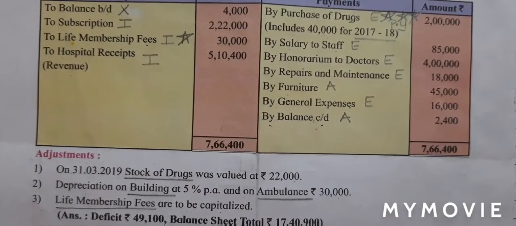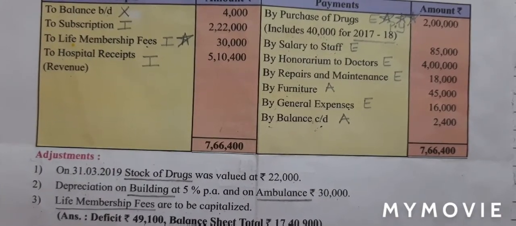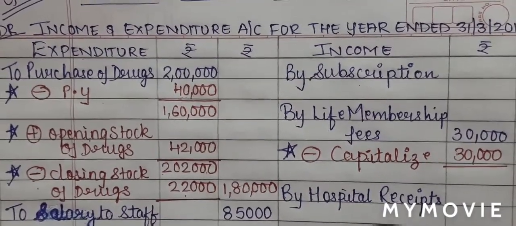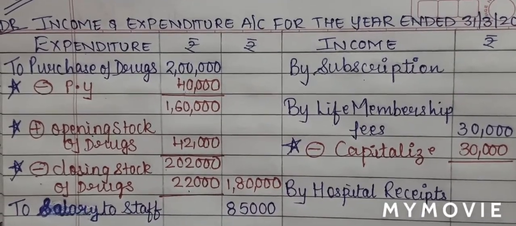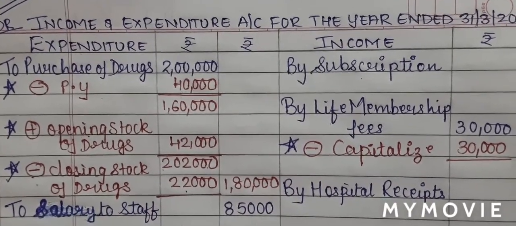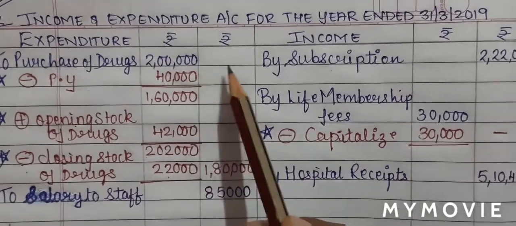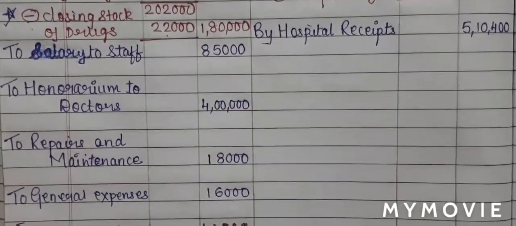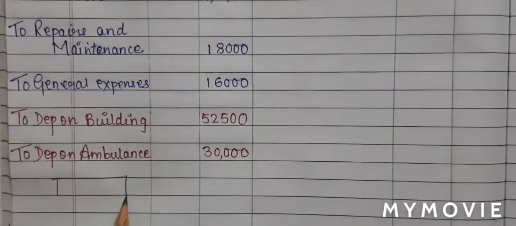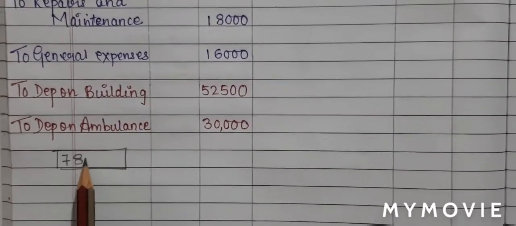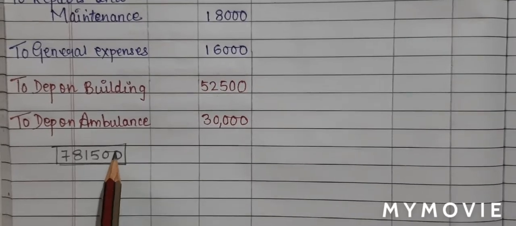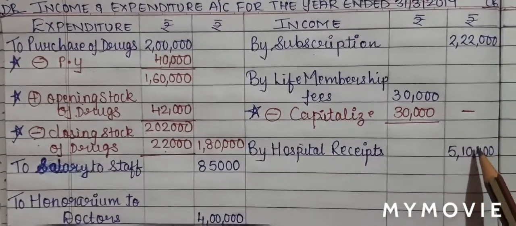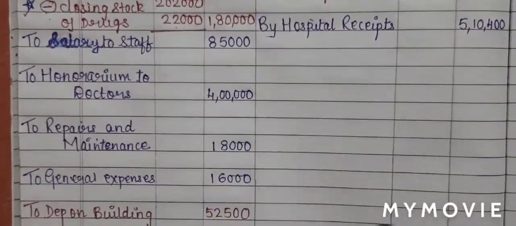With this, students, I have completed step number 4, doing the balance sheet and adjustment. Now begin with step number 5, closing the books of account. We will first close our income and expenditure account. So we will first total the expenditure side. On the expenditure side, when I total the amount, I get a total of 7,81,500. Now I will total the income side.